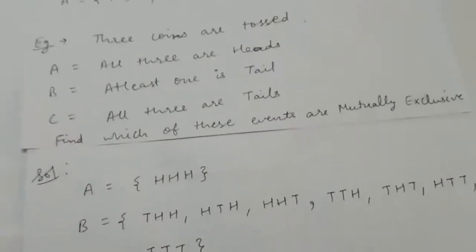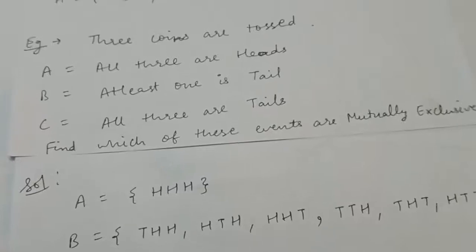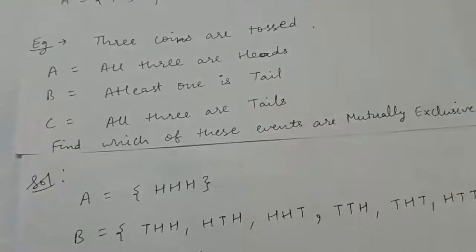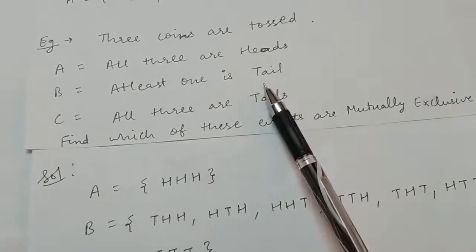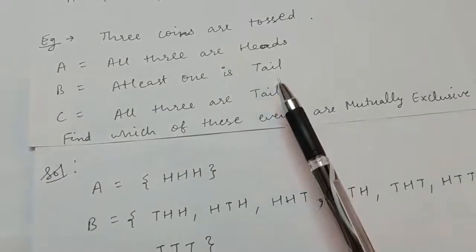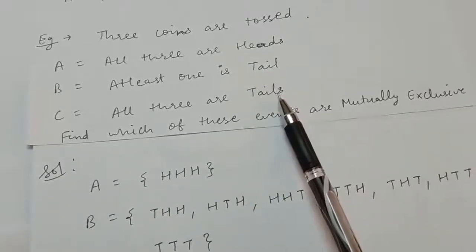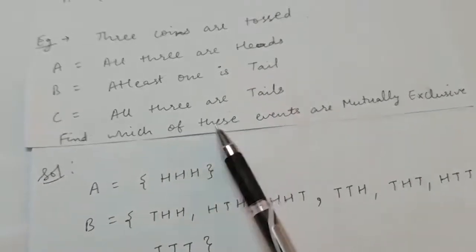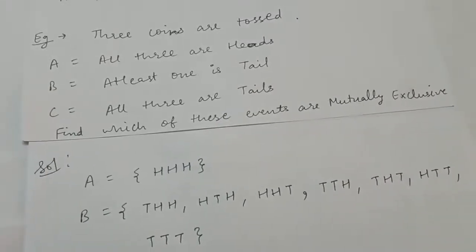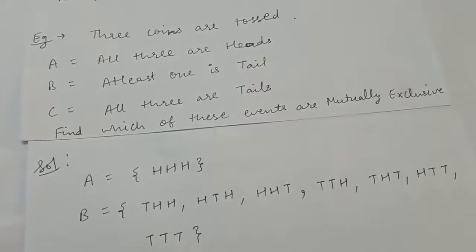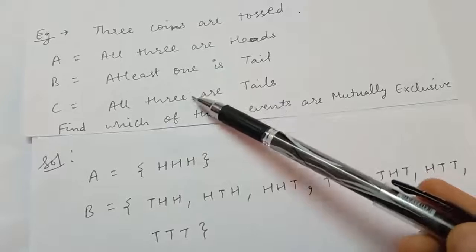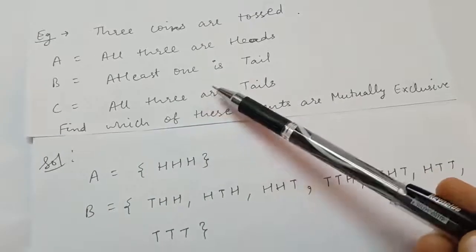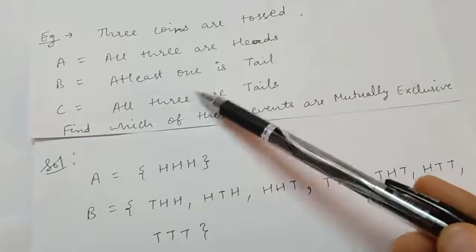Now see, the example: in the experiment of tossing 3 coins, the event A is all 3 are heads, event B is at least 1 is tail, and event C is all 3 are tails. Find which of these events are mutually exclusive. For this, check for which of these two events the intersection is phi, right? So first of all, find the events.